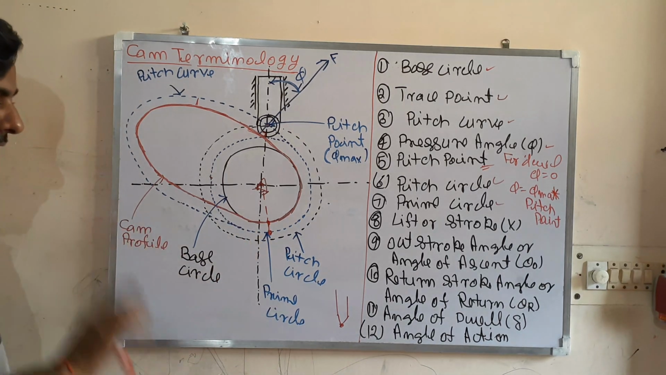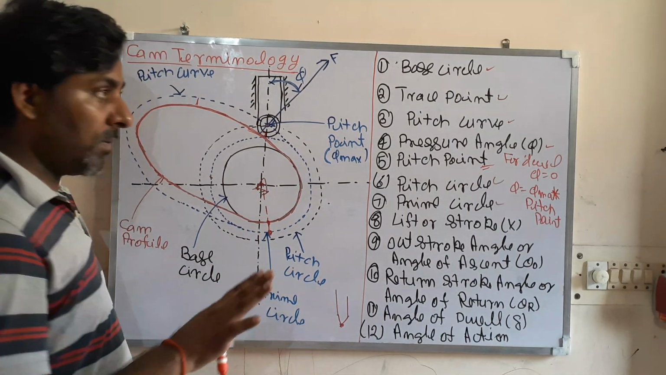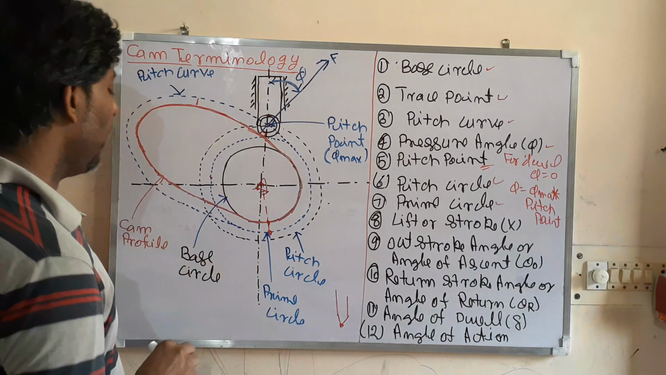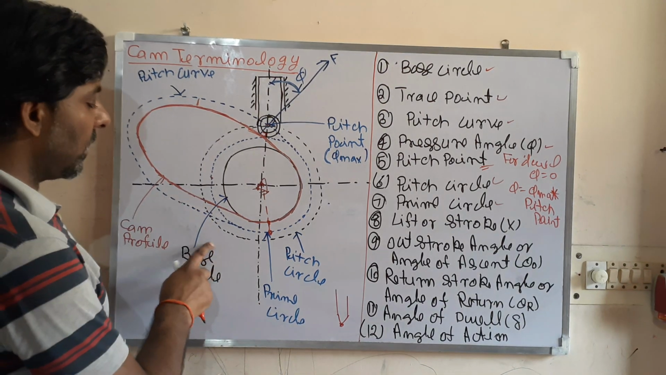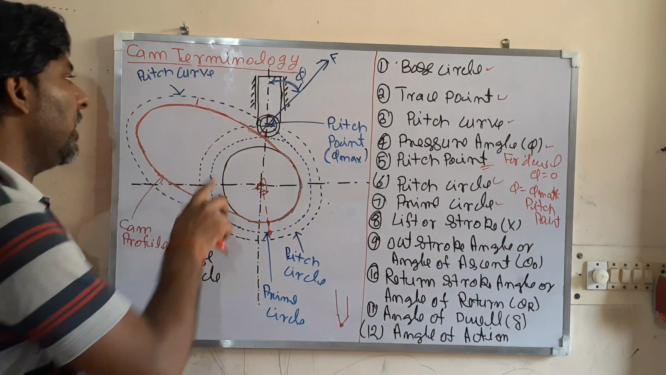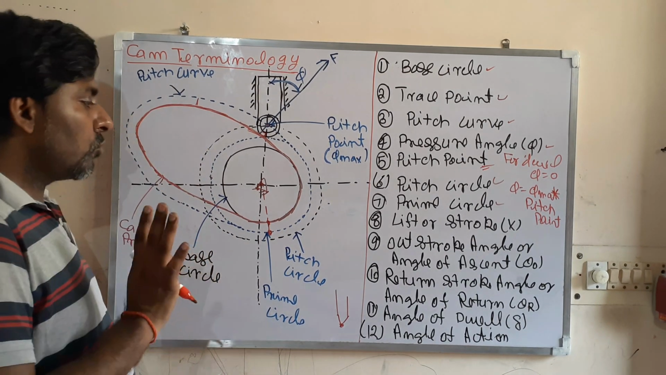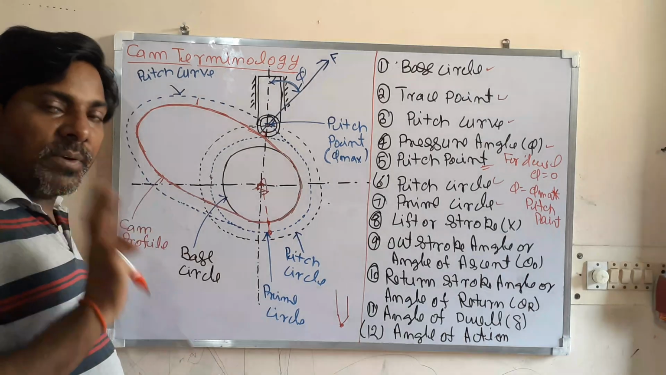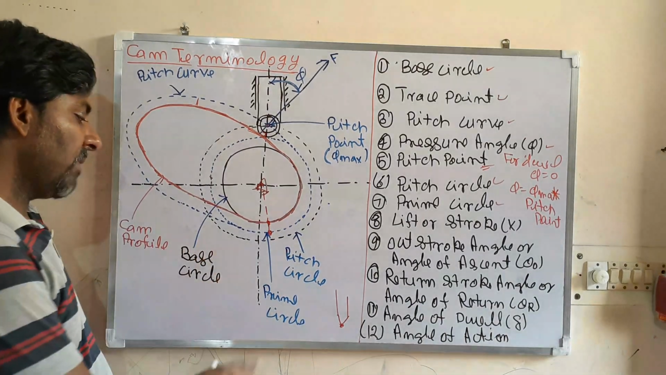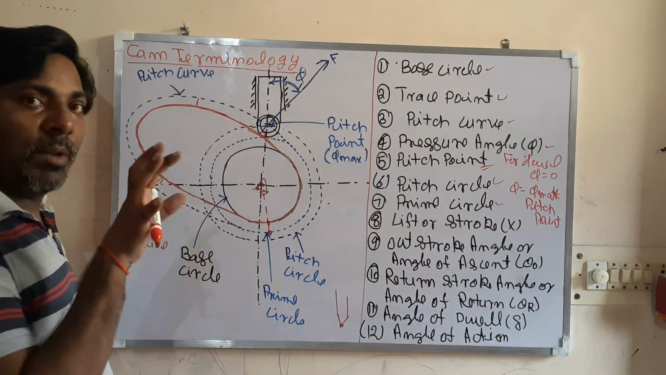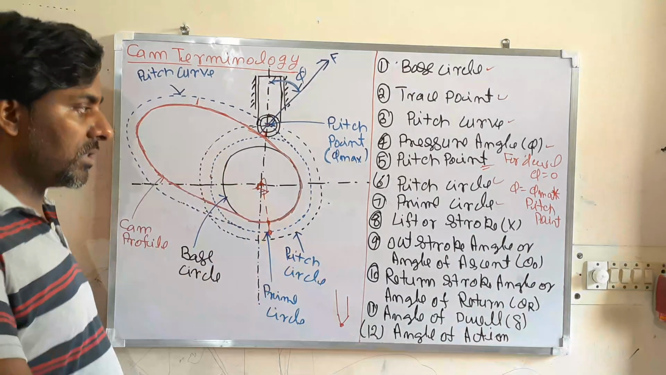But if this is a knife edge follower or a flat face follower, then as I have already told, the base circle and the prime circle will coincide. This pitch curve and this cam profile will coincide. Means for the knife edge follower or flat face follower, the prime circle and the base circle will be identical. Means their radius will be the same.